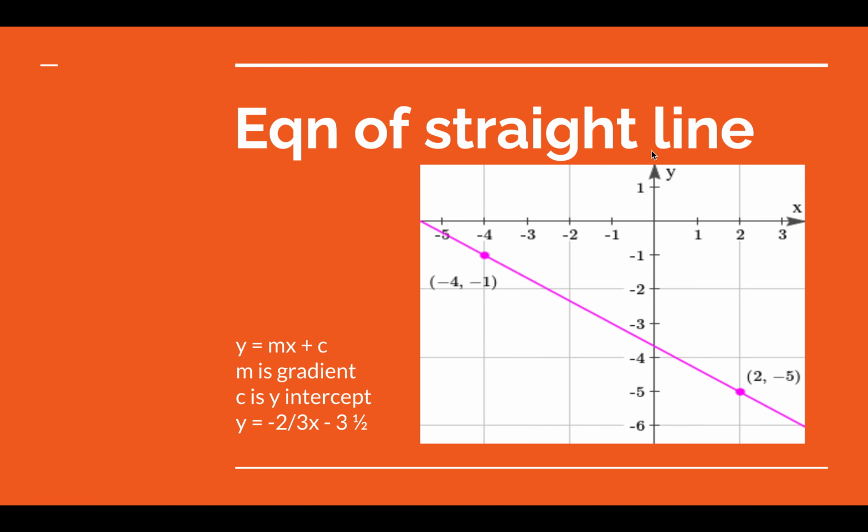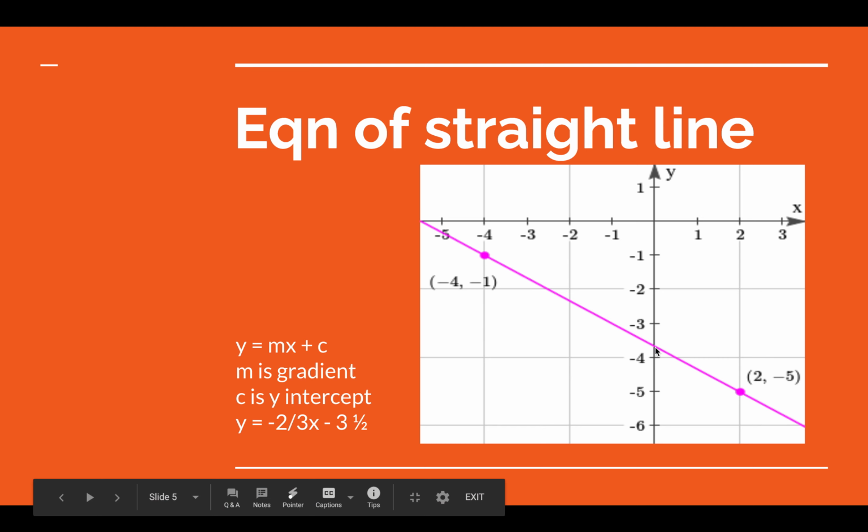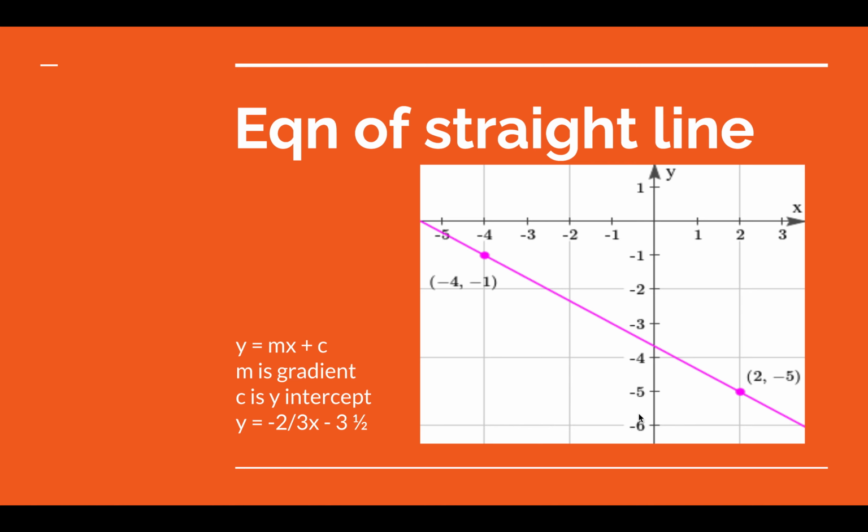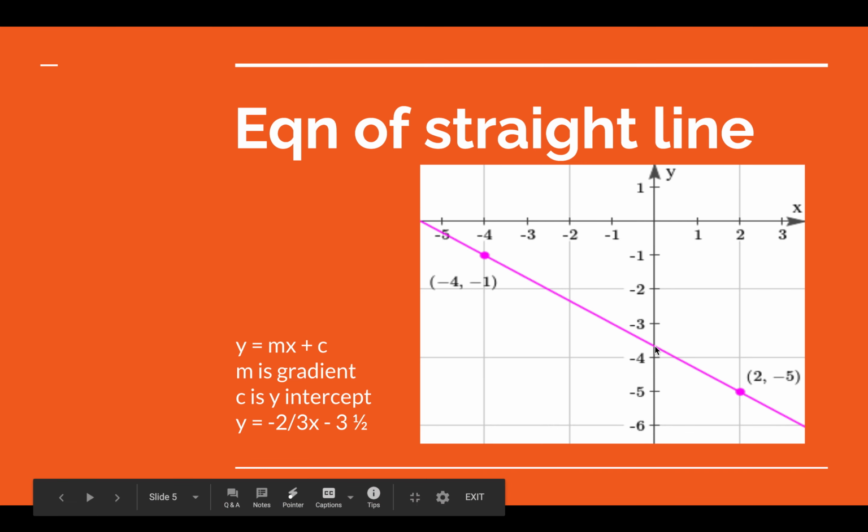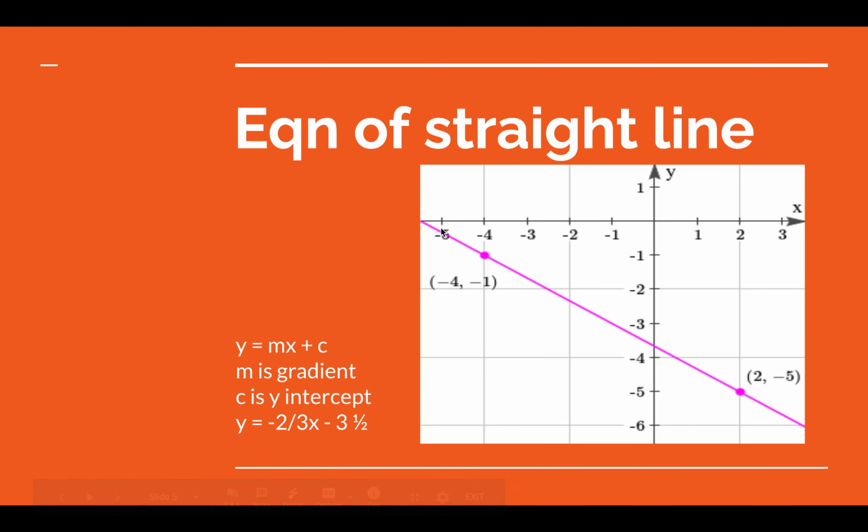This is the y-axis, and the y-intercept is the point on the line that touches the y-axis, the point on this scale which is crossed by the line. You can see that the line here is crossing at this point, which is minus 3.5, and that is the y-intercept.